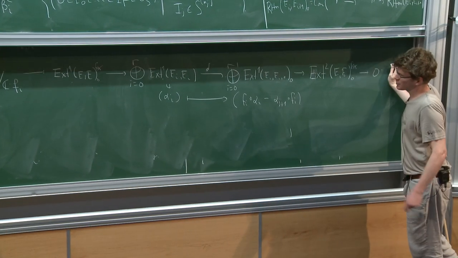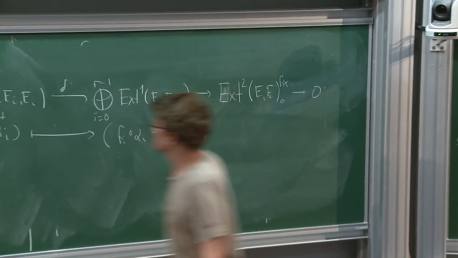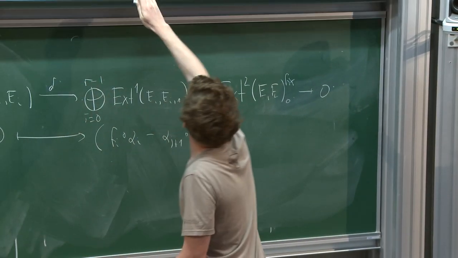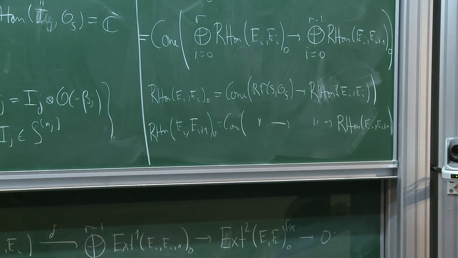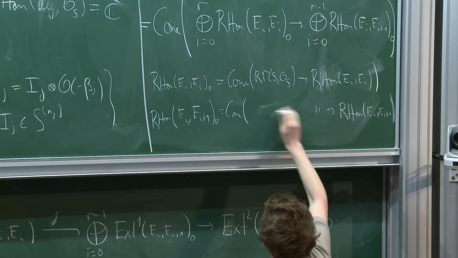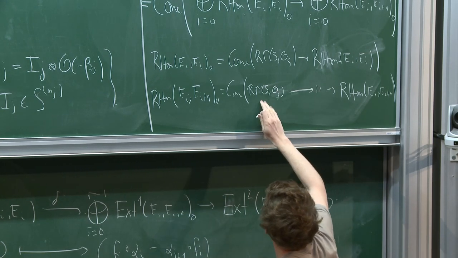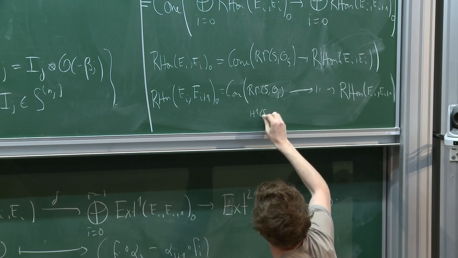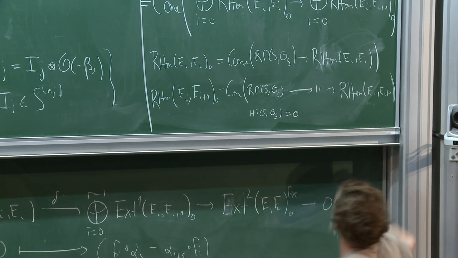Okay, so now comes the punchline of the talk. So where's the cosection? This is really by trying to understand this sequence. So let's just try to understand it. Here we really took this R gamma. And here, H1 of S OS is zero. So let's start at this first term here.